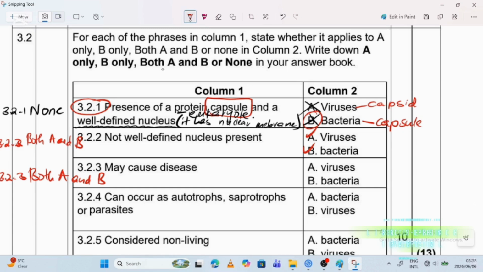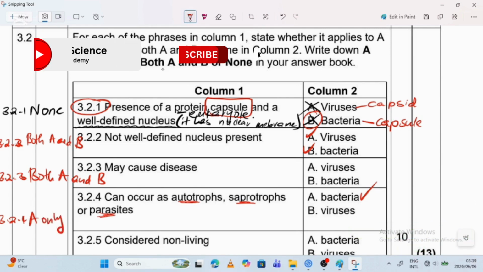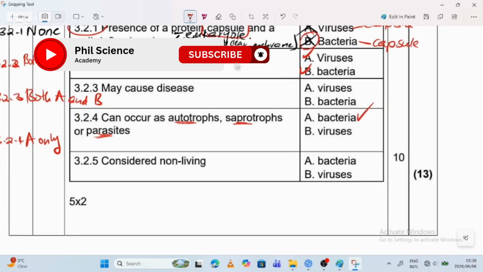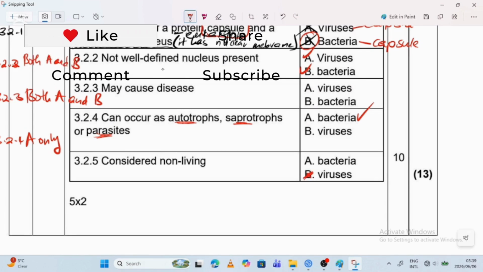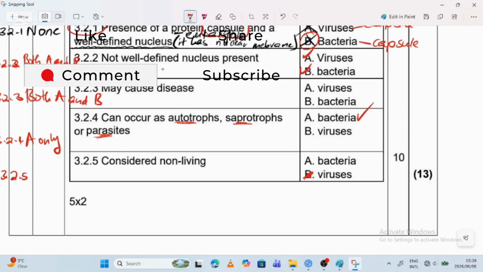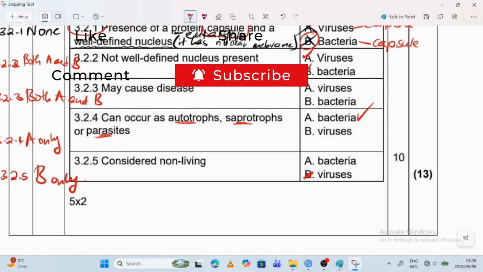Can occur as autotrophs, saprotrophs, and parasites, which is true. We're talking about bacteria here. They can generate their own food, they can act as decomposers, and they also can harm other living organisms. So here for 3.2.4, it's A only. And then now let's look at this one. They are considered non-living, so those are viruses. So the answer here for 3.2.5 will be B only.